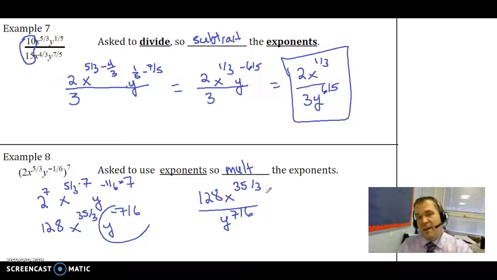So we're just trying really hard to make sure that we don't worry too much about what the numbers are we're working with. It's just what you're doing with them. So if you're asked to multiply, you'll add exponents. If you're asked to divide, you'll subtract exponents. If you're taking a power to a power, you'll multiply. Good luck.